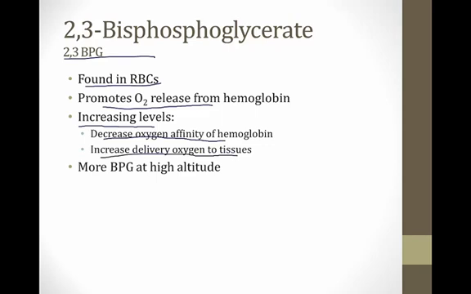And one circumstance where this happens is at high altitude. So people who live high up in the mountains for a long time are chronically exposed to hypoxic conditions from the low pressure over there. Over time, the red blood cells will make more 2,3-BPG, and this will help the hemoglobin unload oxygen into the tissues.